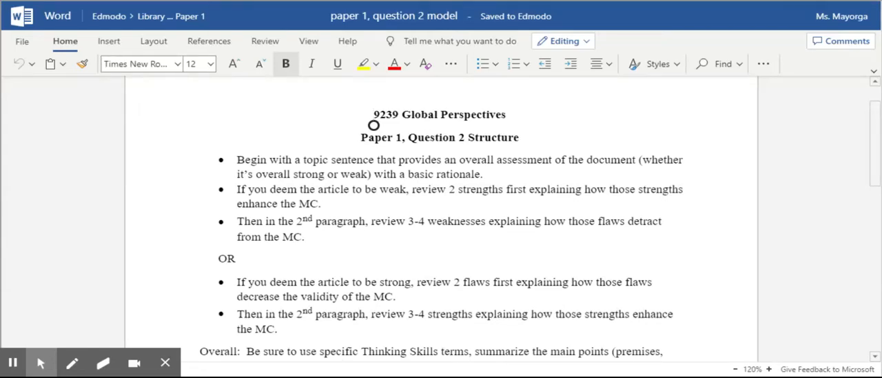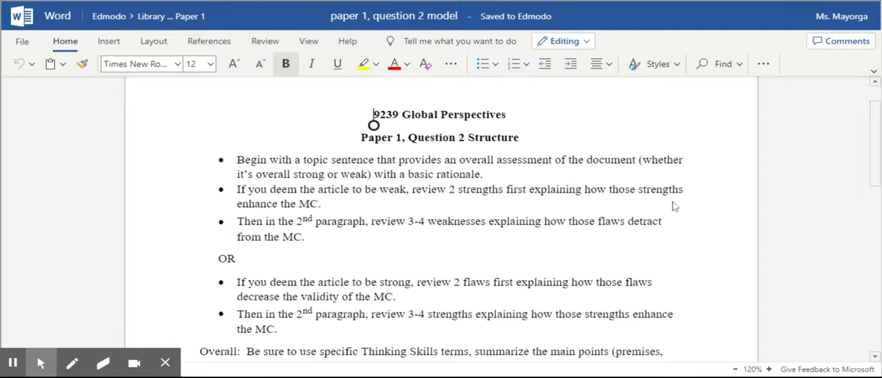Now that you've annotated both document 1 and document 2 of paper 1, you're ready to begin answering the responses for question 2 and question 3. This screencast will take you through question 2. Remember, this should be a 2-paragraph essay. It should only take you about 30 to 35 minutes to complete.